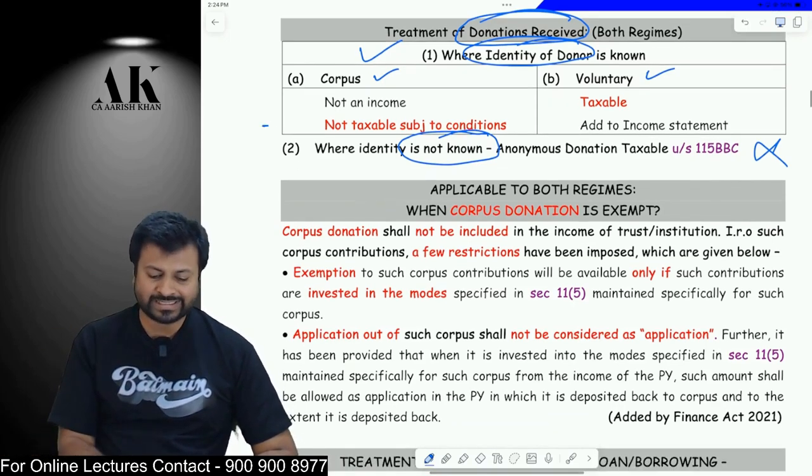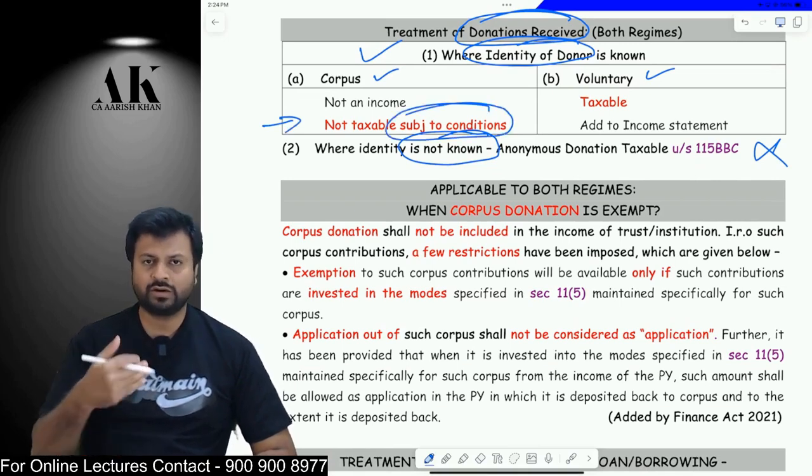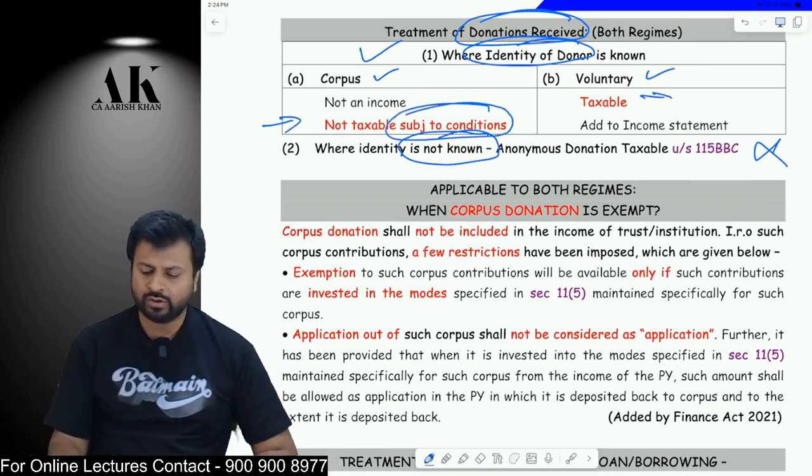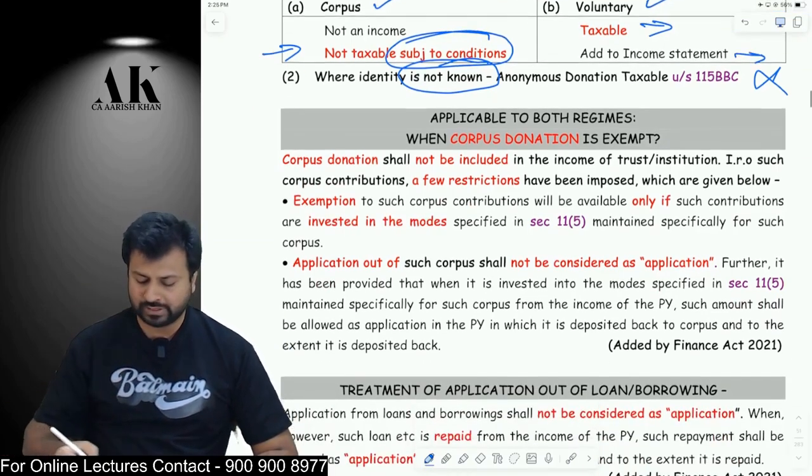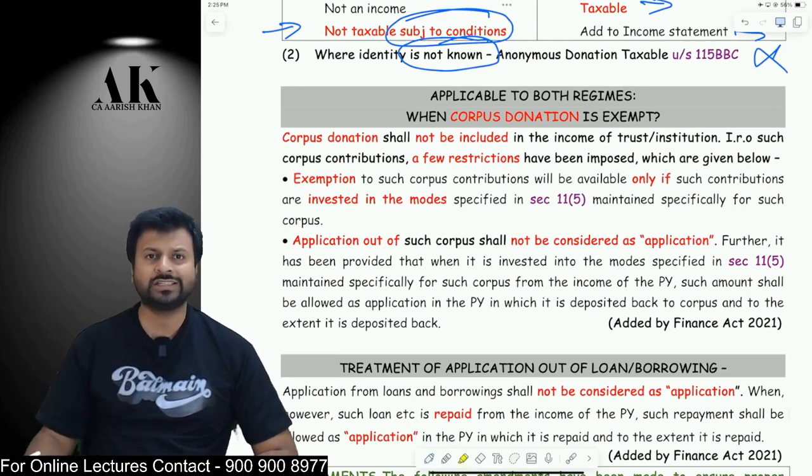Corpus donation is exempt subject to some conditions. Now we are going to see that condition in a while, and voluntary donation is taxable, therefore add to the income statement. Okay. So corpus donation is exempt subject to some conditions. So what are those conditions, subject to which corpus donation is exempt?